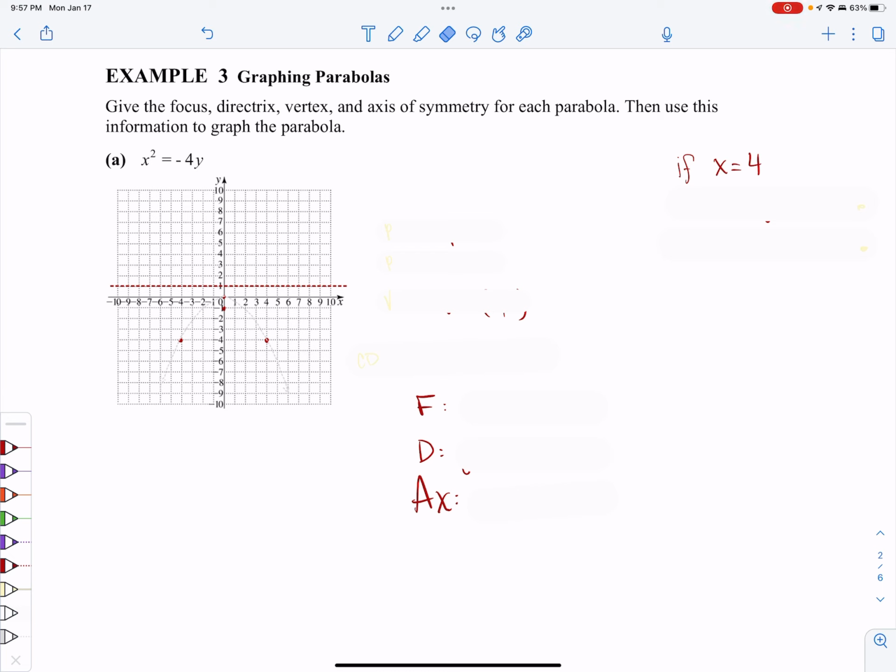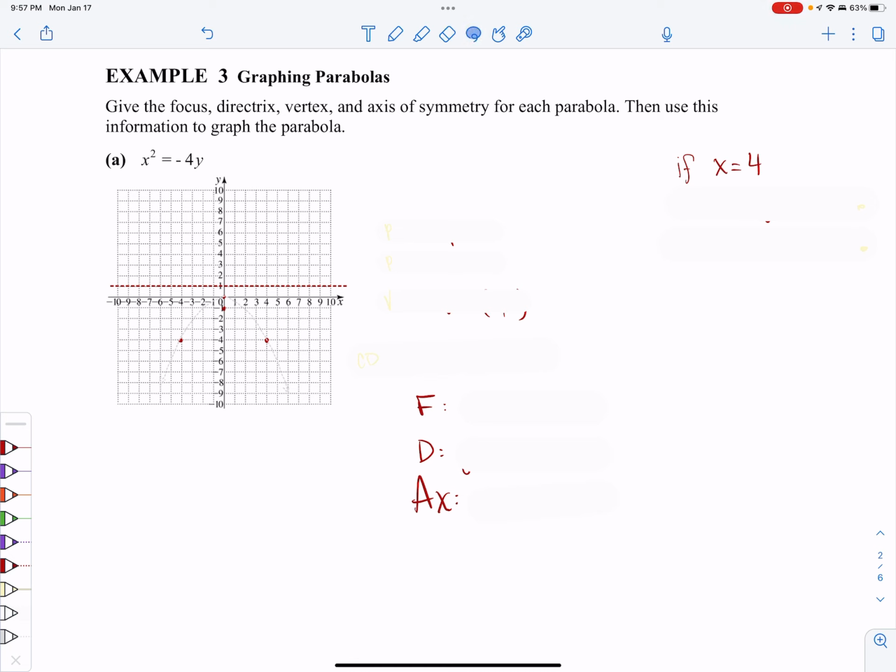So in this section, I'm asked to graph a parabola, and I'm asked for a whole bunch of different things. I'm asked for the focus, the directrix, the vertex, the axis of symmetry. In order to find any of those things, I need to know, first of all, what my p-value is. So that's what I'm going to work on first.